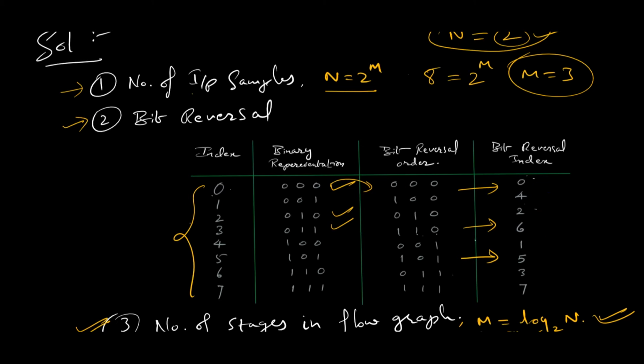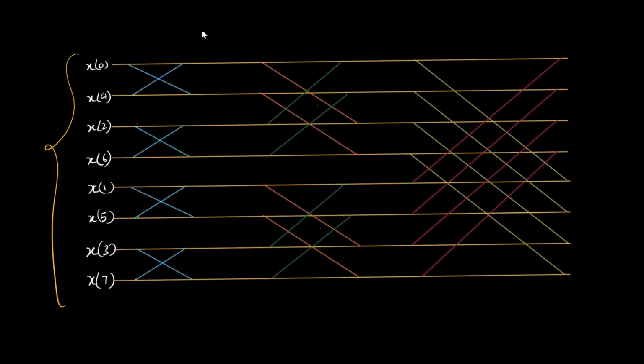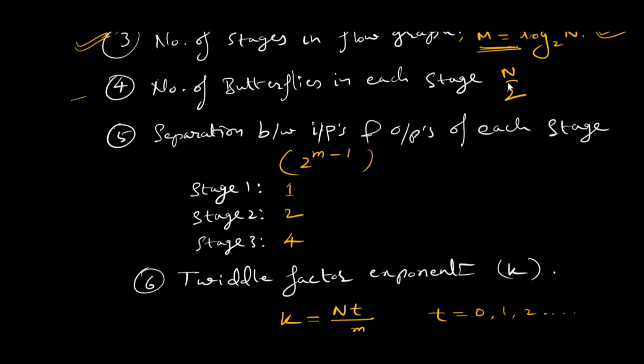That means 0 and 4 will get paired, 2 and 6 will get paired, 1 and 5 will get paired, and 3 and 7 will get paired. The next task is to place these in your butterfly diagram. These are basically my input samples, as we have placed here. After bit reversal, we were getting 0, 4, 2, 6, 1, 5, and 3, 7. Then we can find out the number of butterflies in each stage. N is 8, so 8 by 2.